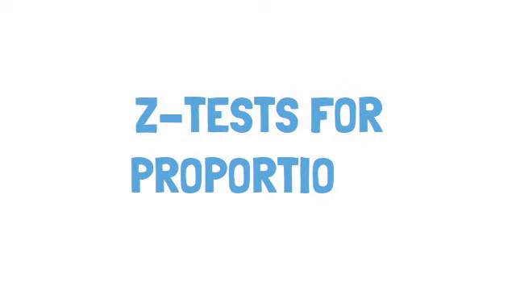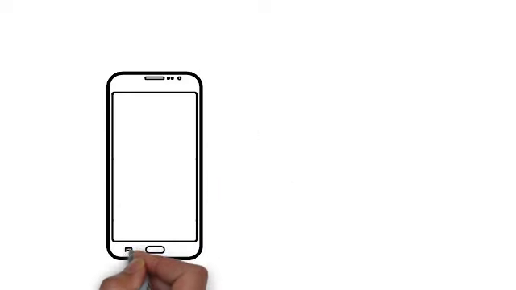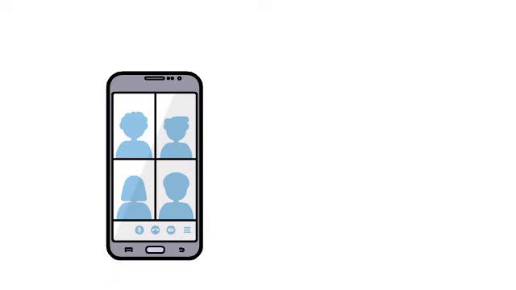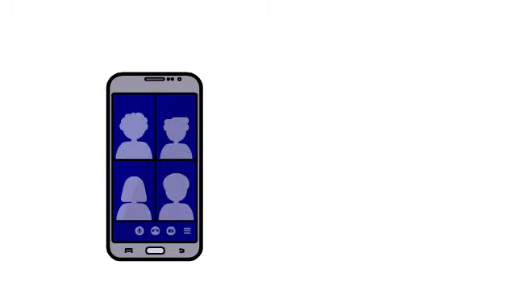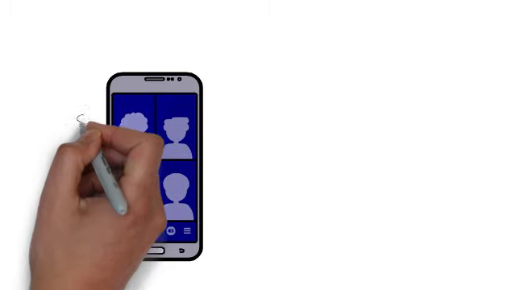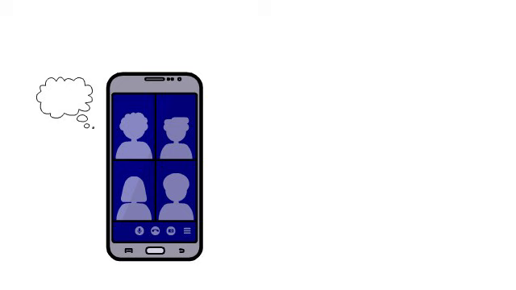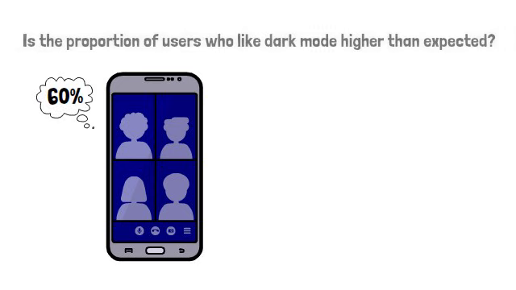In this video, we'll be discussing z-tests for proportions. Suppose you're working on developing a social media app, and you receive feedback from a poll that users would like to see a dark mode version of the app to save on battery life and reduce eye strain. From the preliminary poll, you expect about 60% of users to appreciate this dark mode feature. You might pose this question: is the proportion of users who like dark mode higher than expected?